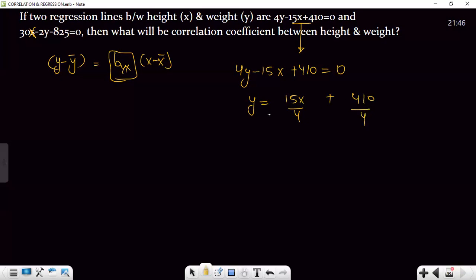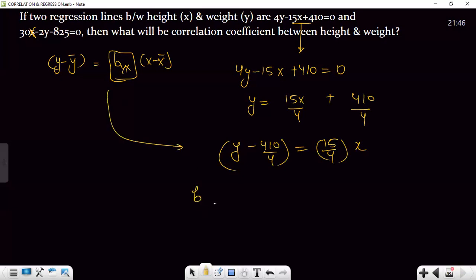Okay. So let me bring it onto the right hand side. y minus 410 by 4 is equal to 15 by 4 into x. Now this is matching with this form. So from here we can write byx is 15 by 4.